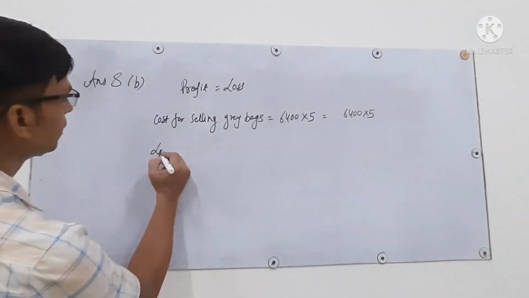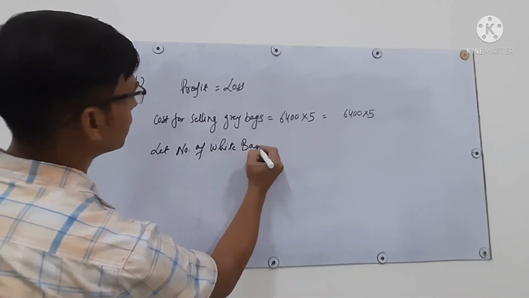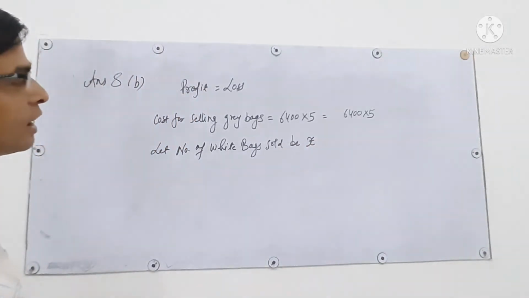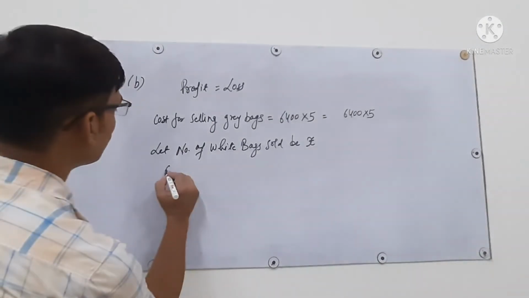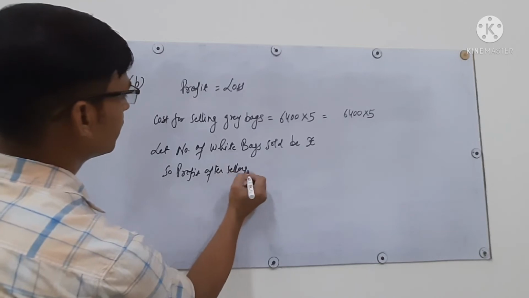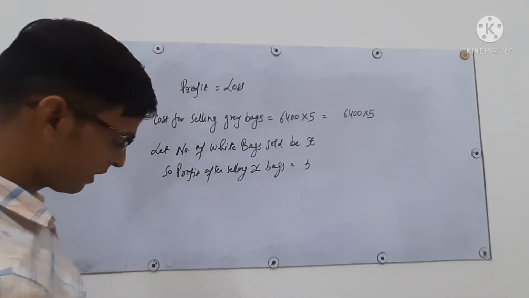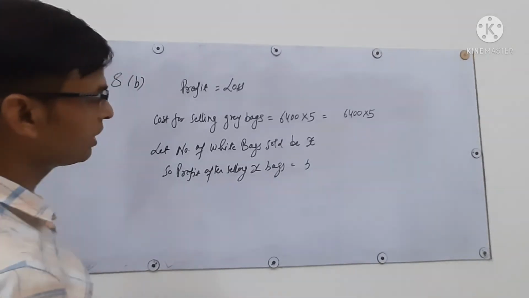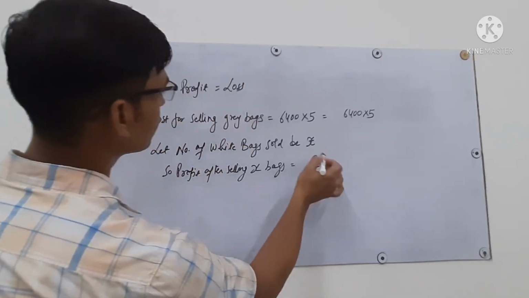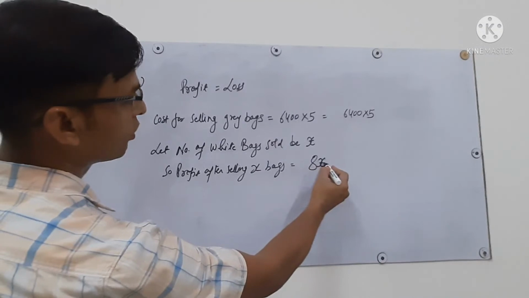So we will just suppose let the number of white bags sold be X. Okay, we have just imagined the number of bags sold is X. So what will be the profit after selling X bags? Yes, correct, it will be 8x. Why 8x? Because profit is rupees 8 per bag and the number of bags is X. So it will be 8x.